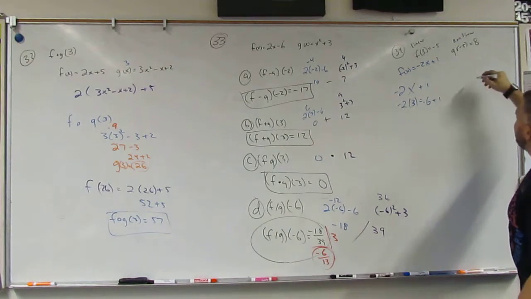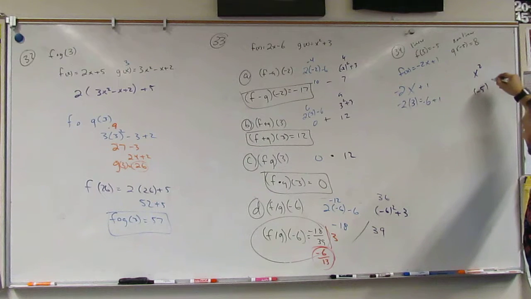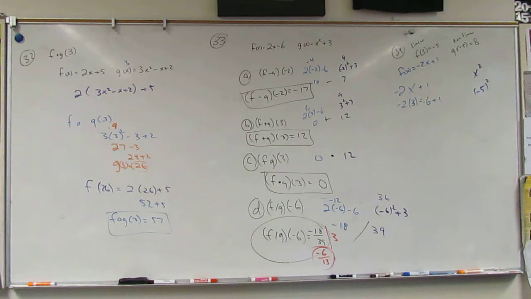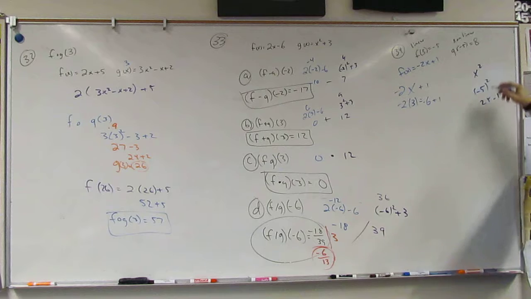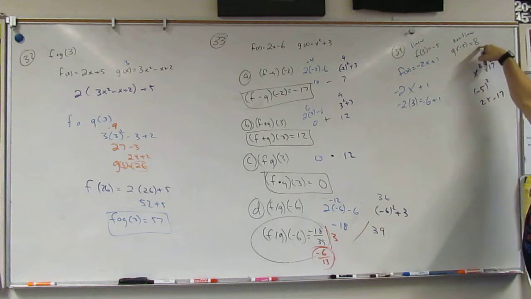Nonlinear means I have x squared or x cubed, right? So I'm going to start with my parent function. I'm going to plug in -5 squared. What is -5 squared? 25. How would I turn 25 into 8? Could I just subtract 12? That won't work. 13? Not quite. 20? No. Wait, what is that? 17. Oh, right, subtract 17. So I would take 17 away from x squared, and if I plug in negative 5, I would get 8. Does that make sense?